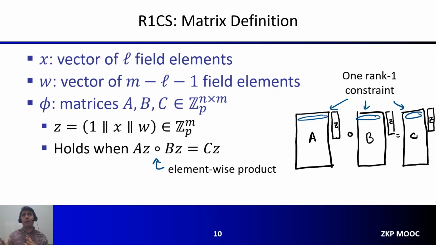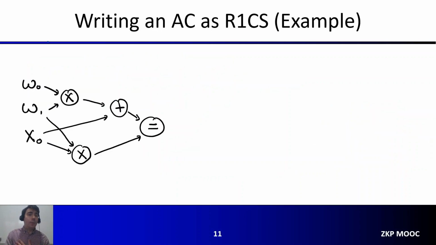Usually they just think about it in terms of rank 1 constraints, in terms of linear combinations. And so we're going to get a little bit of practice working with those linear combinations right now. And the way that we're going to get that practice is we're going to take this pictorial arithmetic circuit that I've drawn on the left, and we're going to turn it into a rank 1 constraint system. We're going to use a very simple, non-optimal algorithm for doing this, and this algorithm just has two steps.